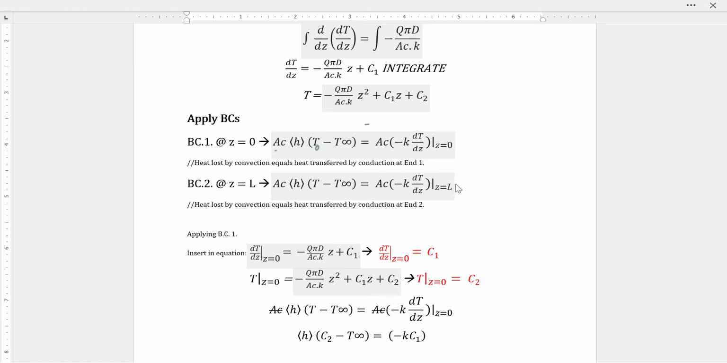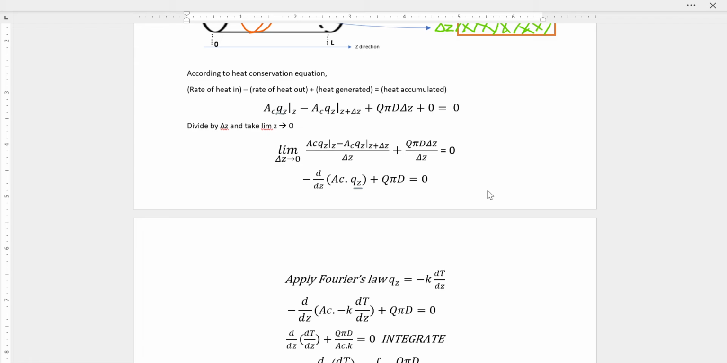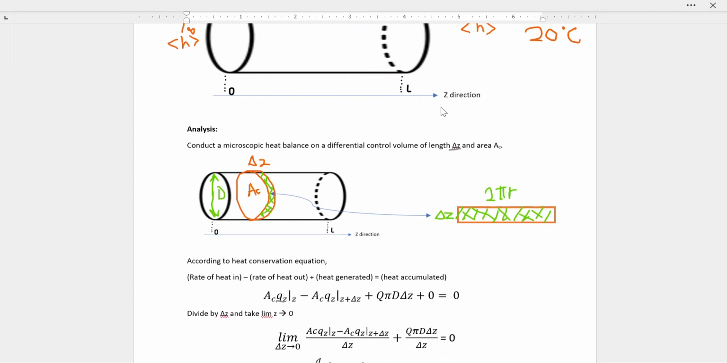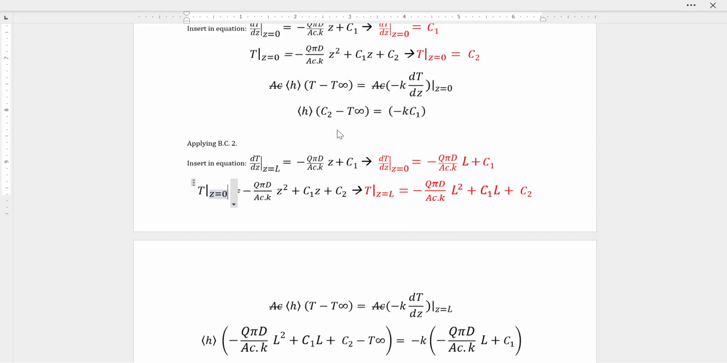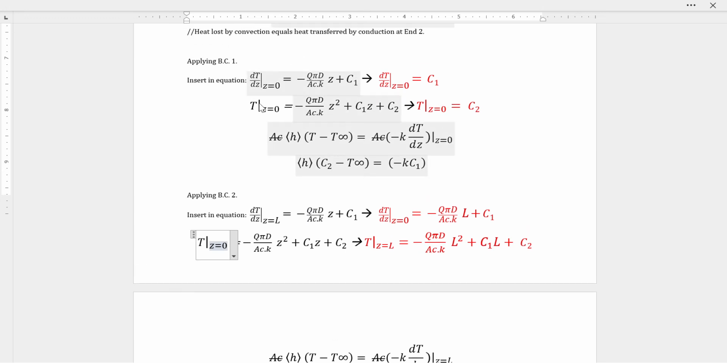Similarly, I obtain the same expression at z equals L over here. The only difference is this T is going to be evaluated at L, and this expression dT over dz is going to be evaluated at z equals L. This is the only difference between these two boundary conditions. Okay, moving on, I'm going to apply my boundary condition 1 over here, and let me write it in a much better way.